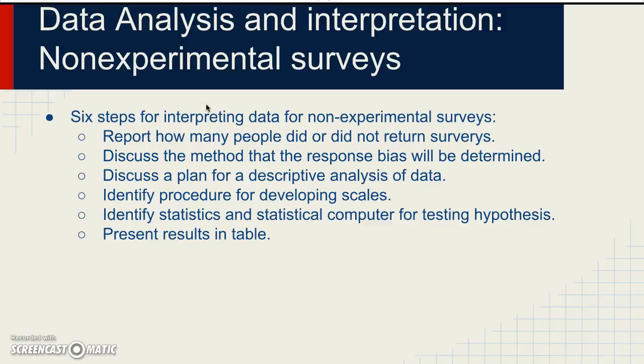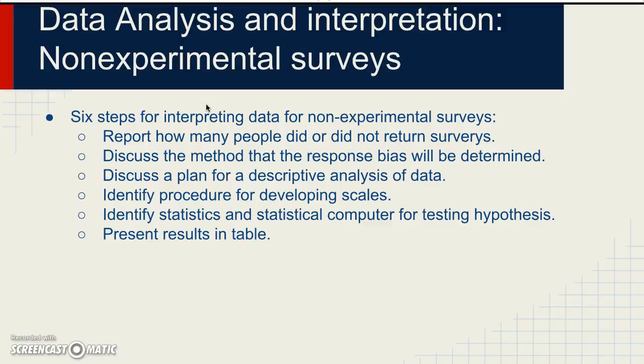There are 6 steps when it comes to analyzing the data and interpreting the results. This way, the reader can see how one step leads to another. Step 1. Report numbers of people who did or did not return the survey. This is best presented with a table of numbers and percentages. Step 2. Discuss the method in which response biases will be determined. Response biases are the effect of the non-responses of the survey. This includes using a wave analysis or respondent-nonrespondent analysis.